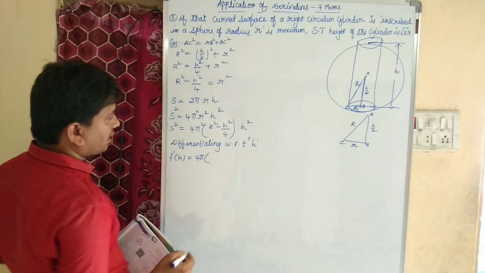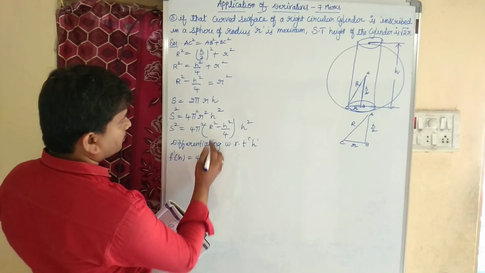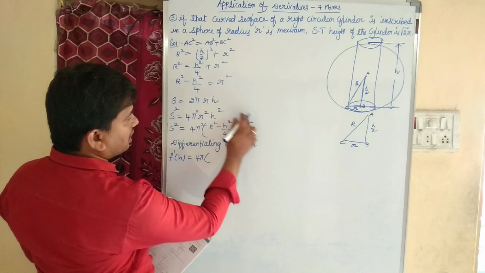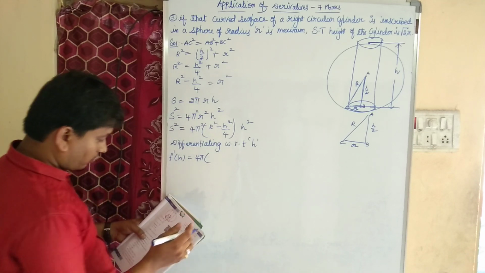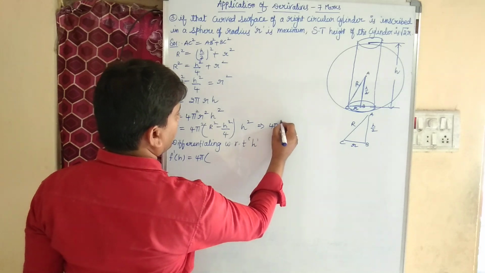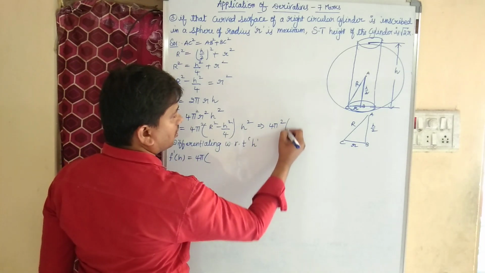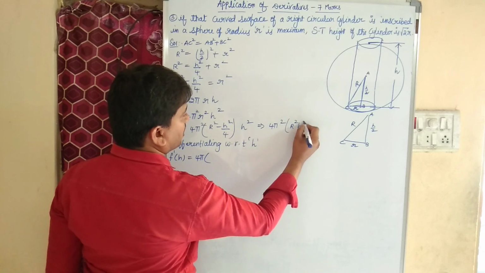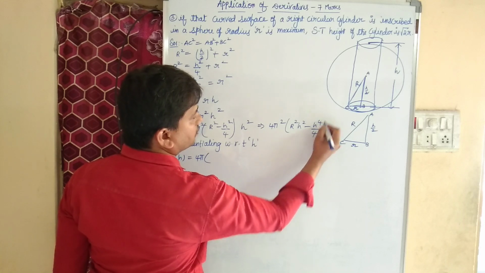Here capital R square. Let us multiply these two. This will become r square h square minus h square into h square by 4. One step let me include here, children: 4 pi square r square into h square, r square h square minus h square into h square, h power 4 by 4.